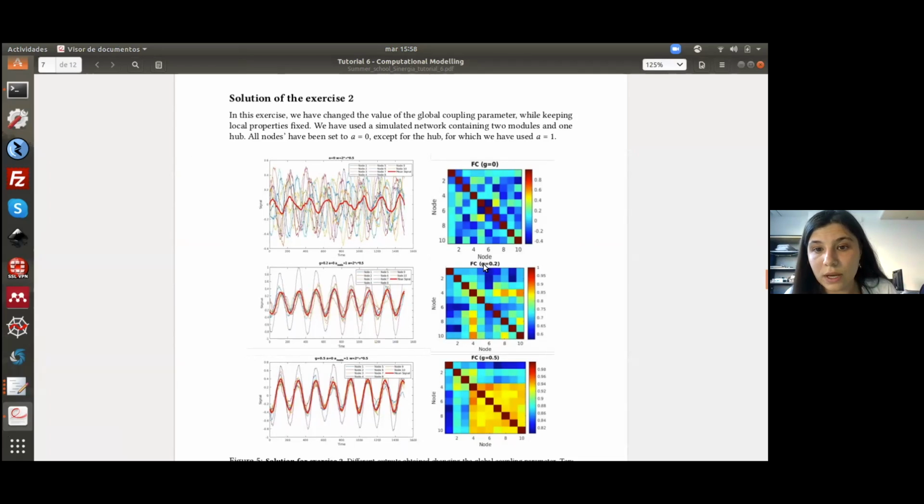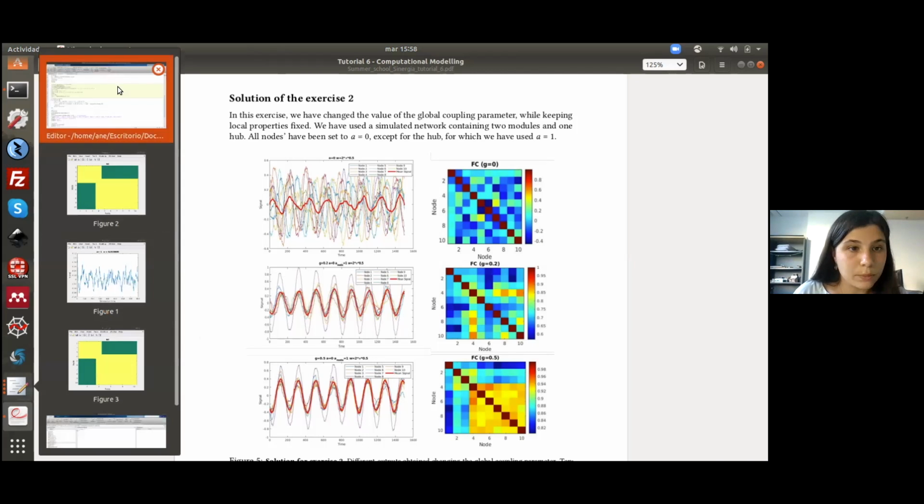And for the case that we have G equal 0.2, we saw that there is some effect, because there are some network effects here in the modules, but it's an intermediate case in between the two. Also, I don't know if we can have some feedback in the chat, but it can be interesting if you try to use different values of the global coupling, because this will be very interesting in order to understand the next step, the next exercise.